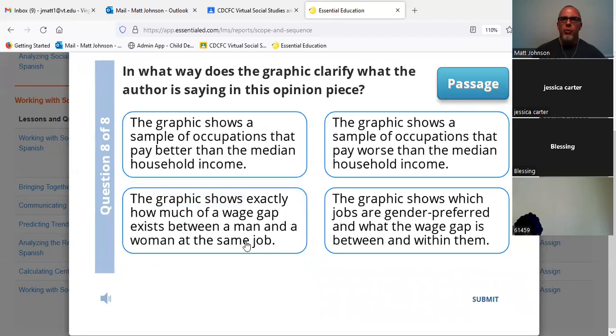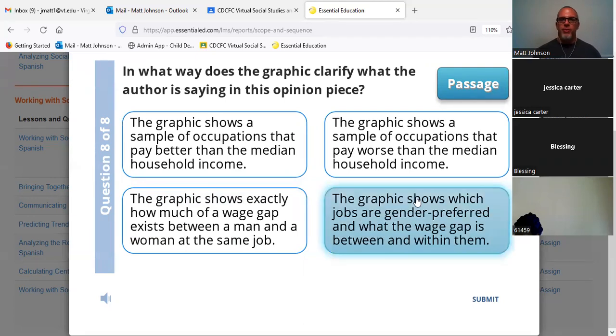All right, and then the final one here. In what way does the graphic clarify what the author is saying in this opinion piece? The graphic shows which jobs are gender preferred and what the wage gap is. I don't know if I like "gender preferred." I don't know necessarily that women are taking these jobs because they prefer them. But that's the language they're using there.